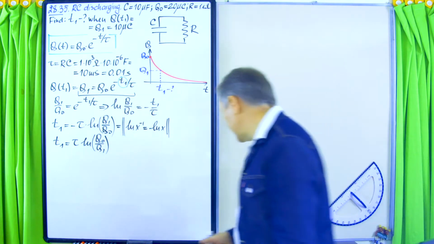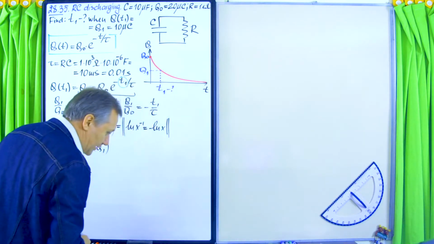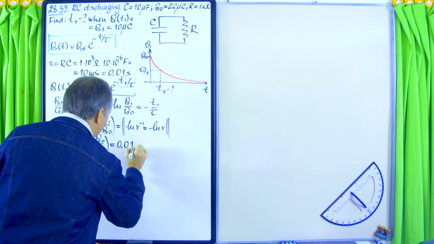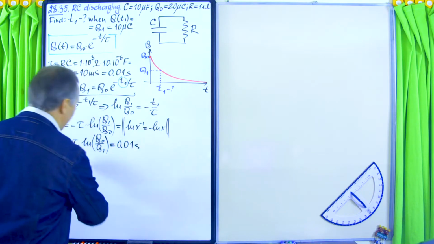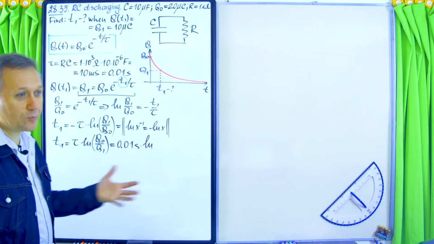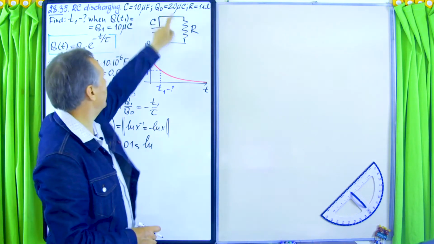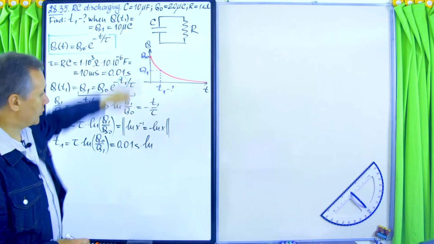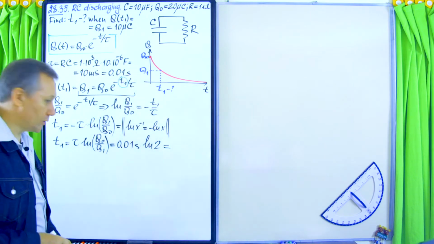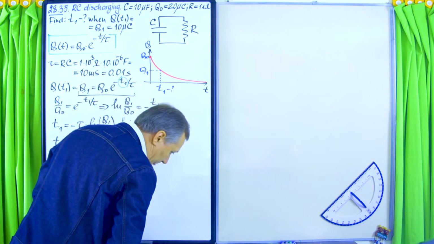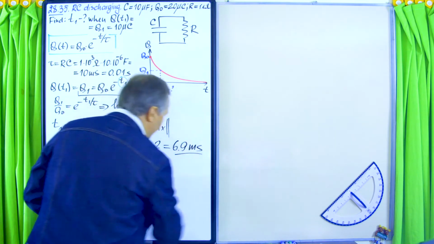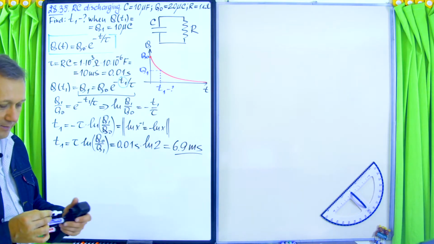Now, of course, we can plug in numbers. I'm not going to do it fully, but maybe partially. So it will be 0.01 seconds, that's tau. And then the natural log of what? The charge is reduced by a factor of 2, right? Initial charge 20, final 10. So it will be the natural log of 2. If you take the natural log of 2, you will end up with 6.9 milliseconds.